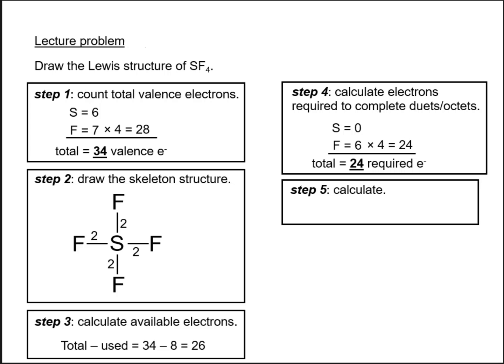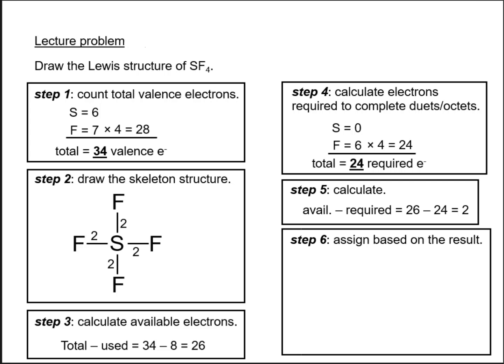Now, step 5, you calculate available minus required, and when you do that, you end up with positive 2. So when you end up with a positive number from step 5, it means that you expect a lone pair on your central atom. And since it's 2, it means we need 2 extra electrons on the central atom, and those extra ones go only on the central atom.